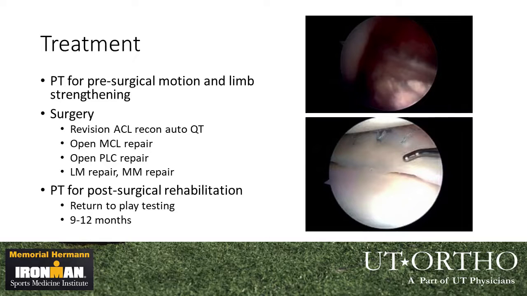He was in physical therapy for pre-surgical motion and limb strengthening, which is important for these knee injuries. Surgery should be done within the first 3 weeks on the collateral ligaments. This patient underwent a revision ACL with an autograft quad tendon, collateral ligament repair, posterolateral corner repair, and repair of both menisci. He is currently undergoing rehabilitation for these. Generally, return to play is close to 9 to 12 months, and return to play testing should be 85 to 90% equivalent to the contralateral side before considering return to athletic participation.